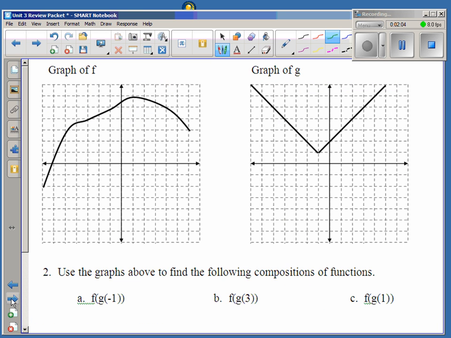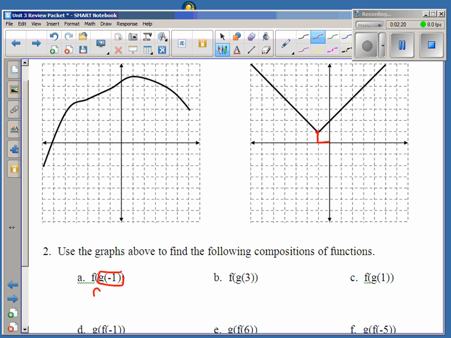Right, now we're going to use the same two graphs for composition of functions. You always start on the inside. So I have f of g of negative 1. That's where I'm starting. So I go on the g graph over here to negative 1. The value is 1. What that means is I'm really finding f of 1 because g of negative 1 is equivalent to 1. So now I go on the f graph and I go to 1 and I count up. 1, 2, 3, 4, 5, 6. So that means f of g of negative 1 is equal to 6.